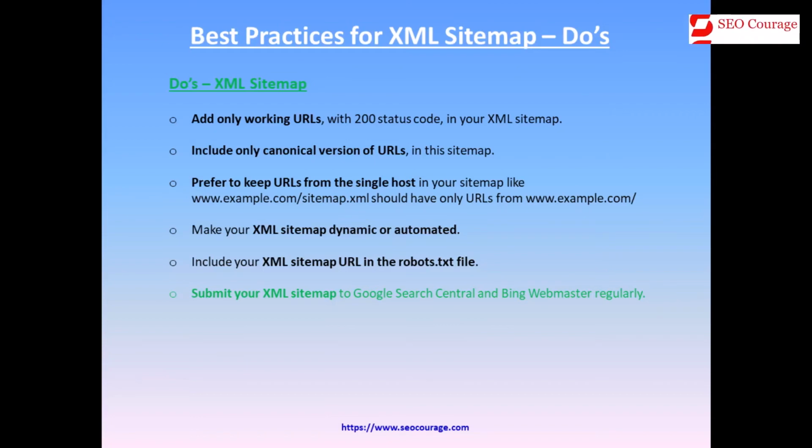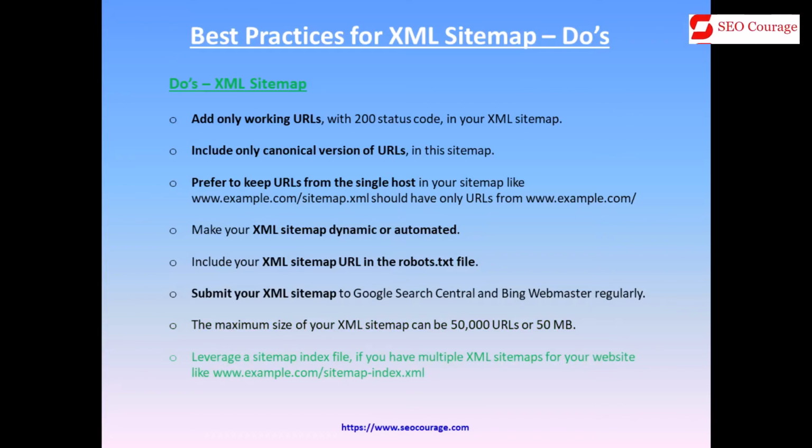The other thing to consider here is the maximum size of an XML sitemap. It should have a maximum of 50,000 URLs, or the size should be 50 MB, not more than that. And in case you have more than 50,000 URLs, then the next best practice is to use the sitemap index file, because you can have multiple sitemaps if you have more than 50,000 URLs, and you can keep all the XML sitemap URLs in your sitemap index file so that you can submit a single sitemap index file in the search consoles, and it's better for crawling and indexing of your website.